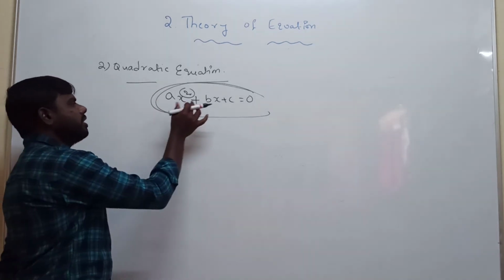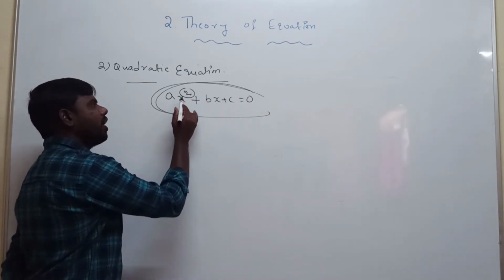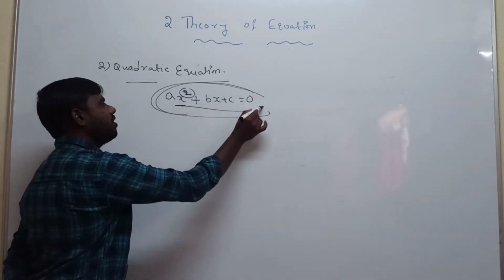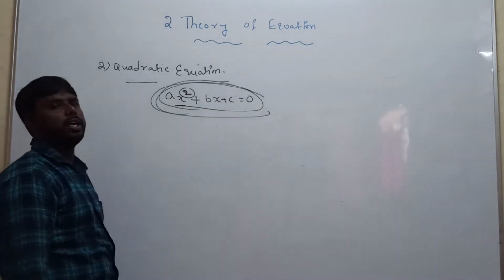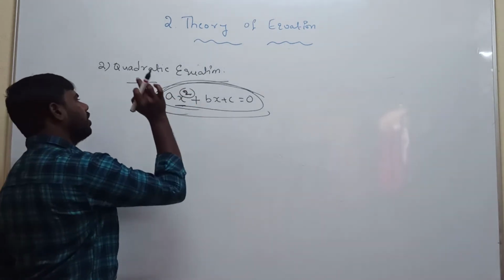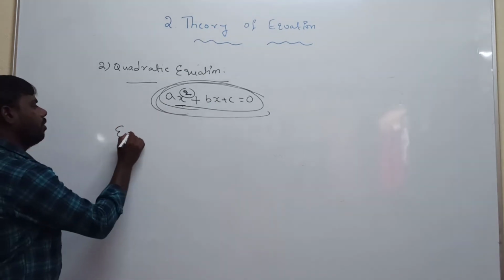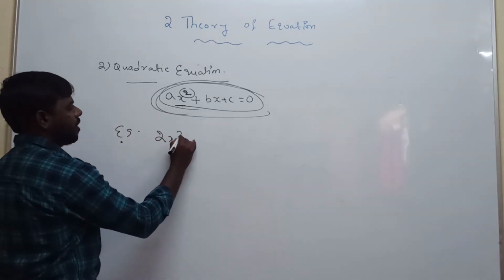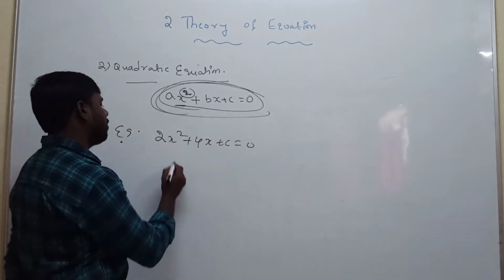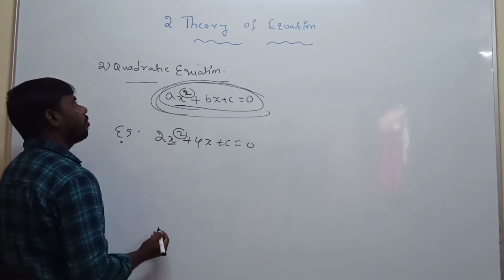Here these are polynomial equations. What is the degree in the variable x? Degree 2 in the variable x. This type of equation is called a quadratic equation. A polynomial equation of degree 2 is called a quadratic equation. Here an example, 2x square plus 4x plus something is equal to 0. What is the degree in the variable x? 2 is the degree in the variable x. It is called a quadratic equation.